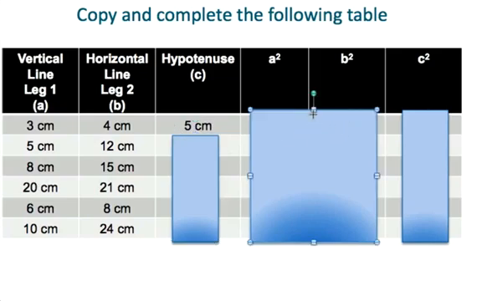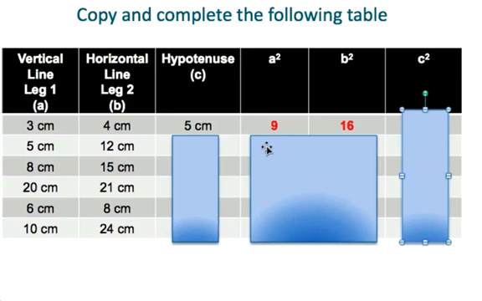And when we square those, you'll end up with 9 for 3 squared and 16 for 4 squared. And when you square 5 centimeters, you get a solution of 25. So now we want to start looking for patterns within the table.